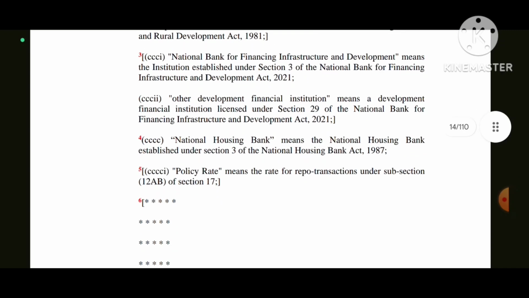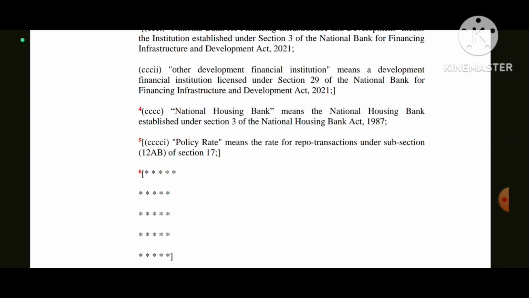Next clause is CCCC, four times C, National Housing Bank, NHB, means the National Housing Bank established under section 3 of the National Housing Bank Act 1987. Next is CCCC1, Policy Rate, means the rate for repo transaction under subsection 12AB of section 17. So its definition is given in subsection 12AB of section 17 of the RBI Act 1934. We will cover this when we study section 17.